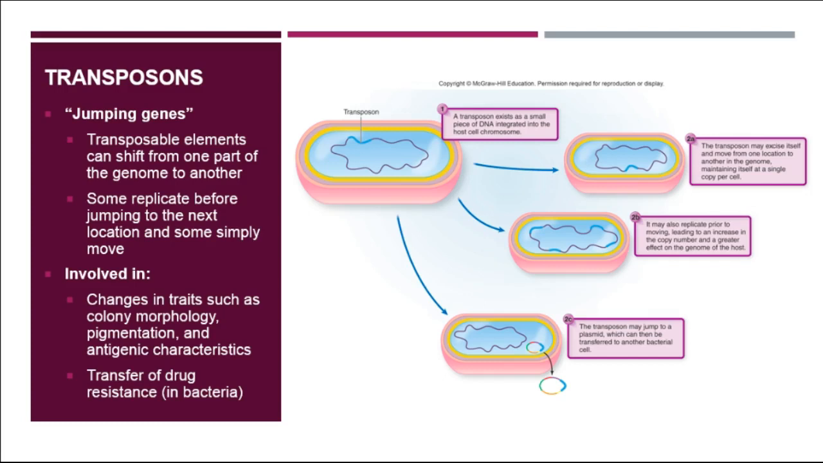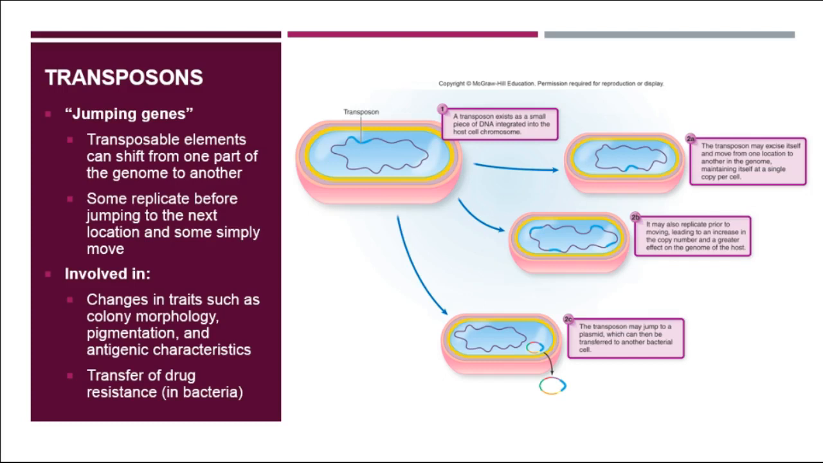Some of them actually replicate before they move to the next location. So we get a number of copies of that transposon within the chromosome, and others just move to new locations without copying themselves. Sometimes a transposon can move from the chromosome to a plasmid. And when the transposon ends up on the plasmid, then that plasmid can be replicated and it can be transferred through a conjugation event to another bacterium.